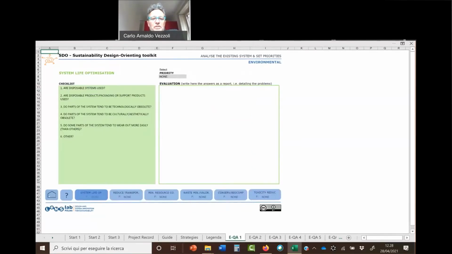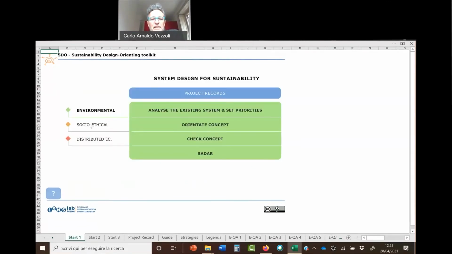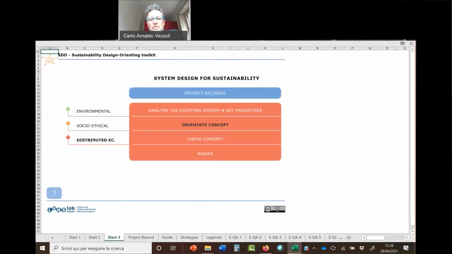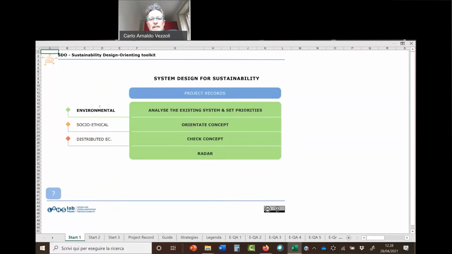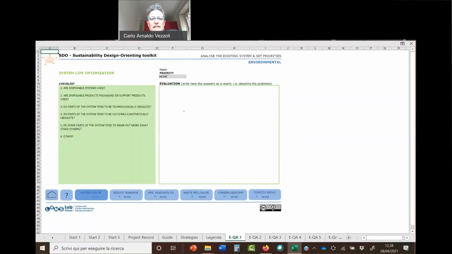Then here you see we have the environmental, the socio-ethical, and then some guidelines for the distributed economy. Now we will see only the environmental and socio-ethical. For the environmental, the first thing that could be made, as I was introducing before, is the strategic analysis. So this is made on the existing system, for example, the heating in the Bovisa campus of Politecnico di Milano, where I'm working.